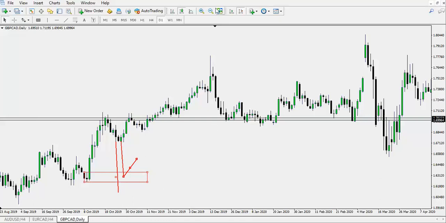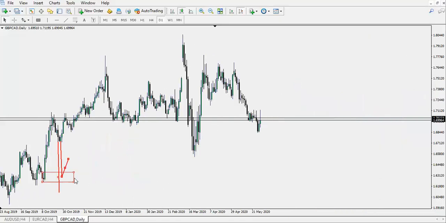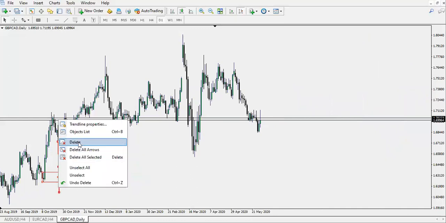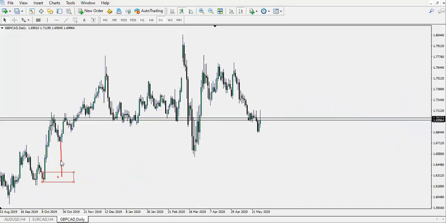Okay, so let's zoom out a little bit over here, and you can see that this particular order block I've shown you here has had no test. So it is still a valid order block. And when price comes into that level, you can expect some sort of bounce off of that order block.